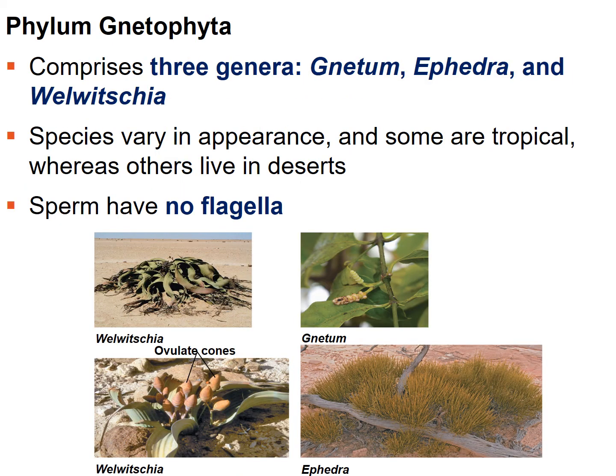Now we have the Gnetophyta. Remember, the Gnetophyta have only three genera, and again, several species belong to that. They vary very significantly in their appearance. Some of them are more tropical, whereas others live in desert-type climates. These have sperm that have no flagella. So now we're moving into the trend where the sperm do not have flagella. Of course, if an organism lives in a desert climate and there's not much water, it wouldn't survive if the sperm had flagella.